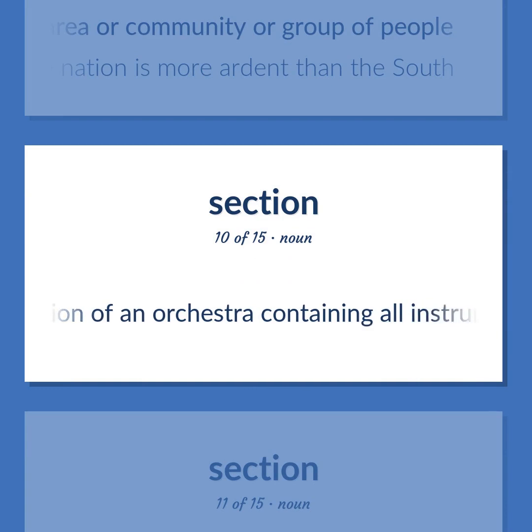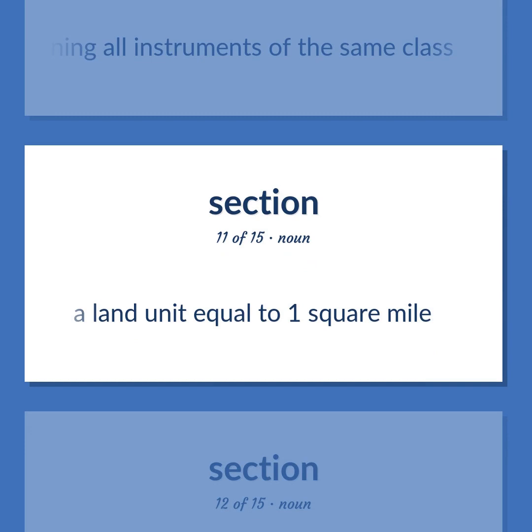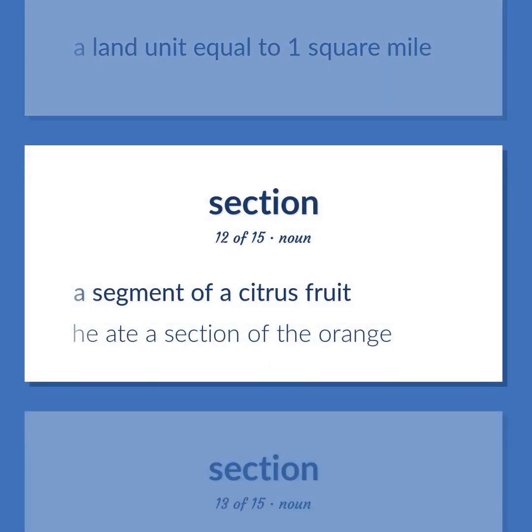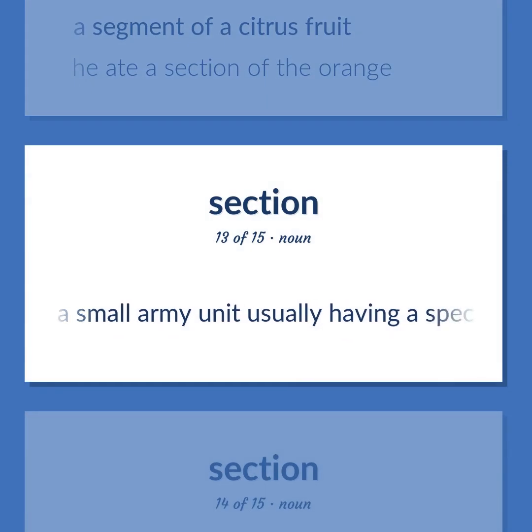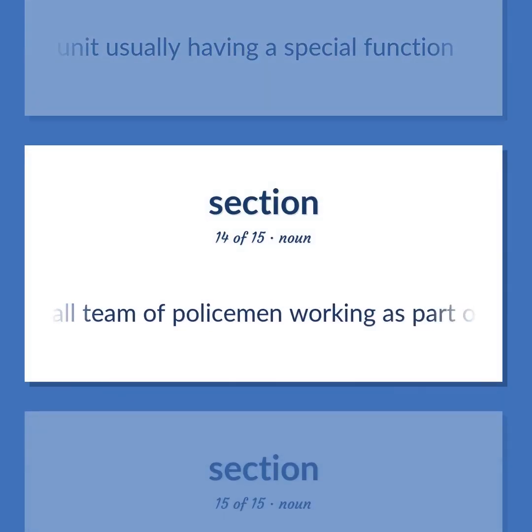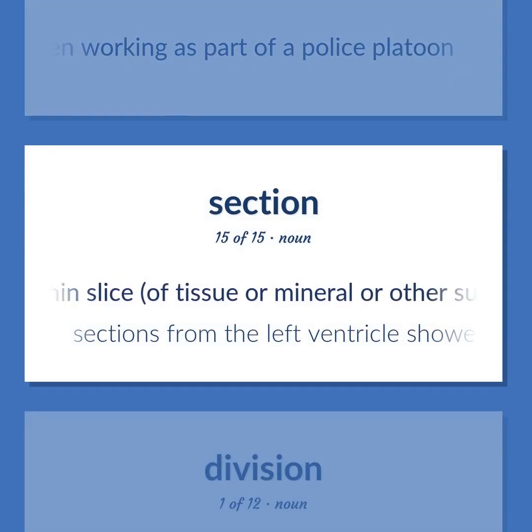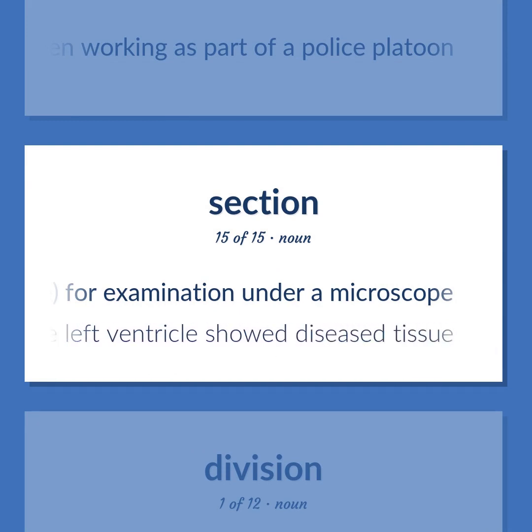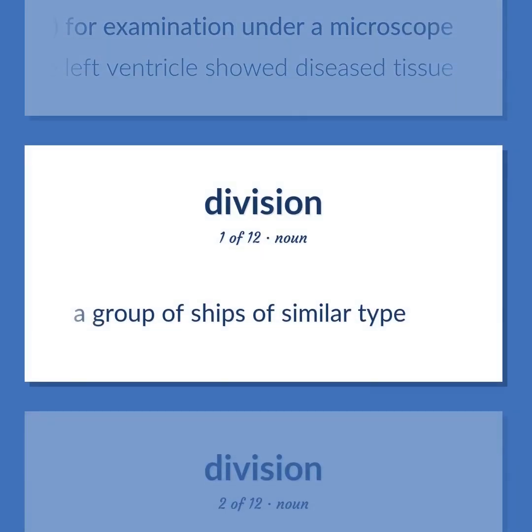A division of an orchestra containing all instruments of the same class. A land unit equal to 1 square mile. A segment of a citrus fruit. He ate a section of the orange. A small army unit usually having a special function. A small team of policemen working as part of a police platoon. A very thin slice of tissue or mineral or other substance for examination under a microscope. Sections from the left ventricle showed diseased tissue. A group of ships of similar type.